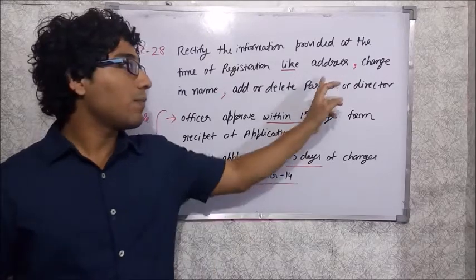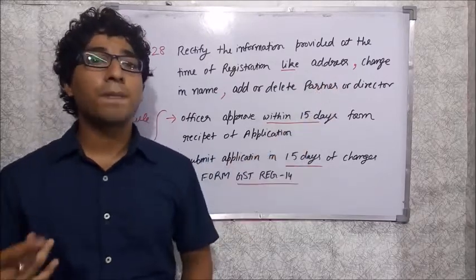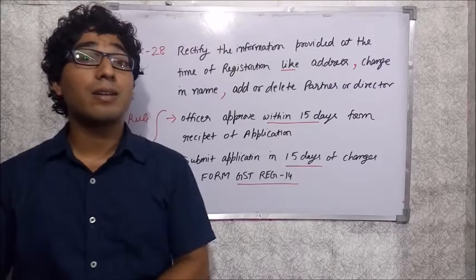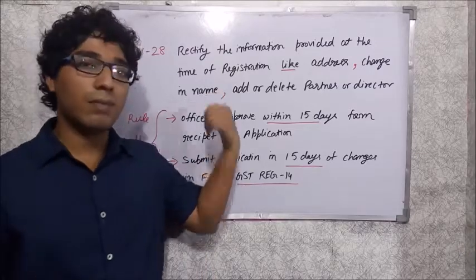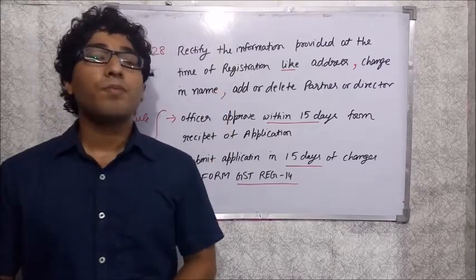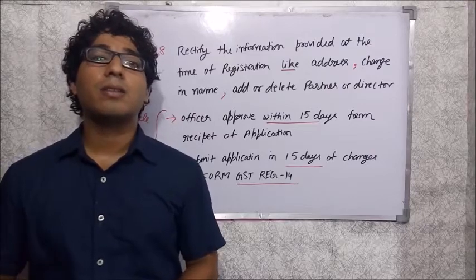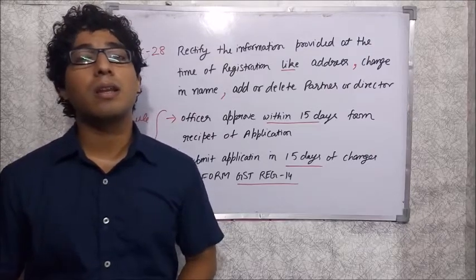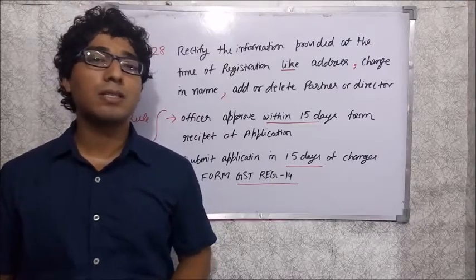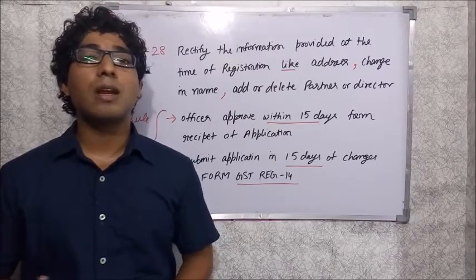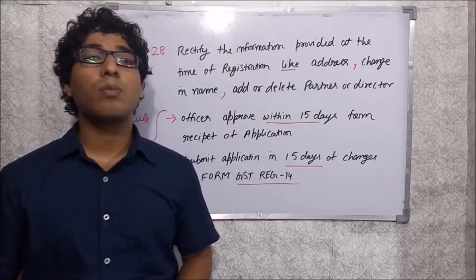And that is only an example: address change, change in the partner or the director, or change in the name. So you can easily rectify the details provided at the time of registration under section 28 of the CGST Act. And you also have to check the rules, because the procedure is there.